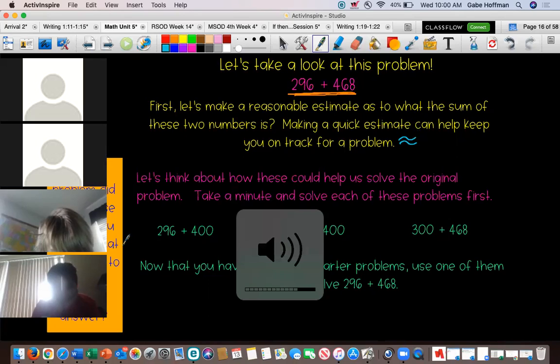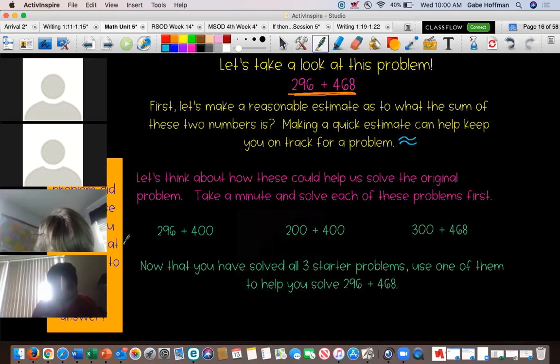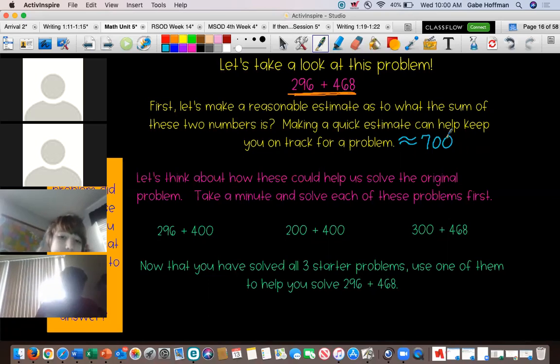Maybe 700. 700, okay. Why did you say 700? Because the 296 has a 96, and if you add 4 more, it's 300. And for the 468, the tens is 60 and the ones is 8. So I think if the 296 was an actual 300, it would be a 700.